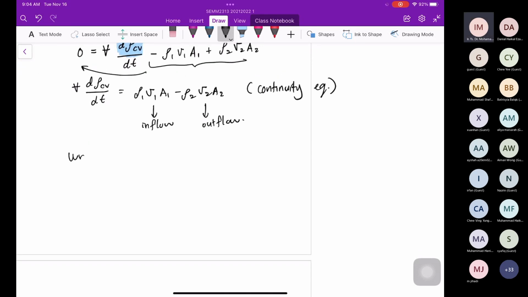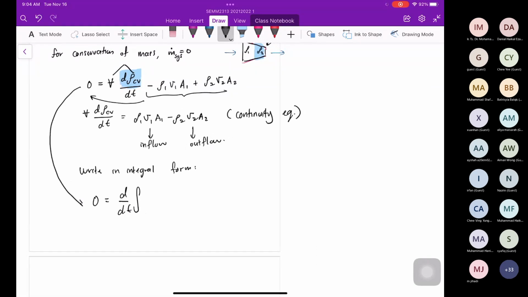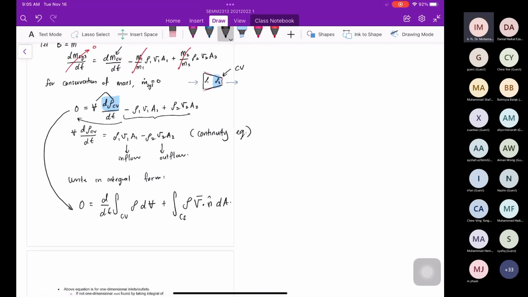Okay, we can write in integral form. So 0 equals d over dt of the control volume integral of rho dV, plus the control surface integral of rho times the average velocity dot the normal vector multiplied with the area. This is for the conservation of mass.